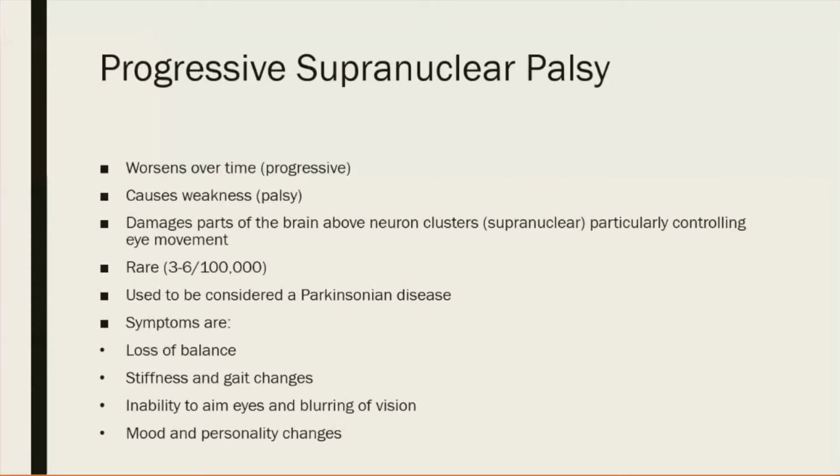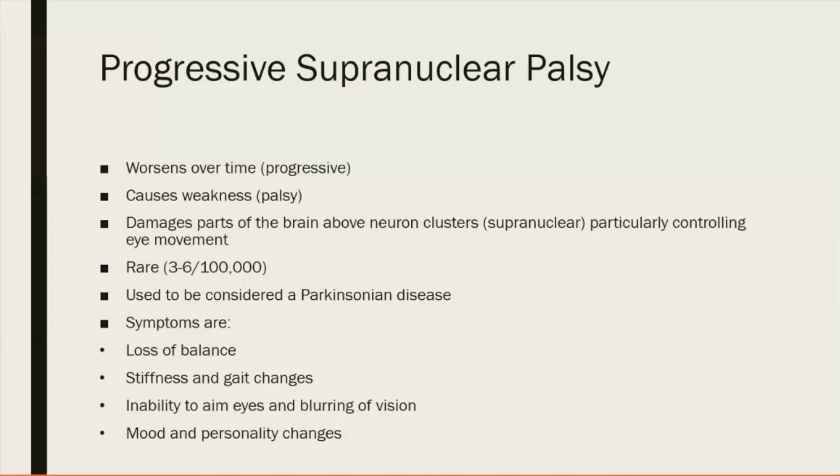So we have progressive supranuclear palsy, right? When we think about the word palsy, we're thinking about weakness. So this disease causes weakness. It damages parts of the brain above neuron clusters, particularly those controlling eye movement. The big hallmark characteristic you're going to see with this type of FTD is that people have a really hard time, and eventually an inability, to aim and move their eyes to track objects. It's very rare, and it used to be considered a Parkinsonian disease, probably because of that eye twitching, eye movement thing.